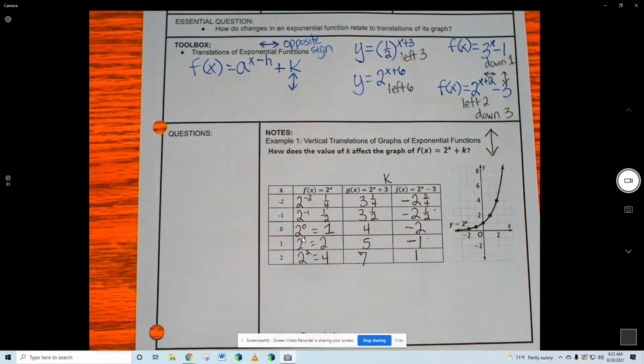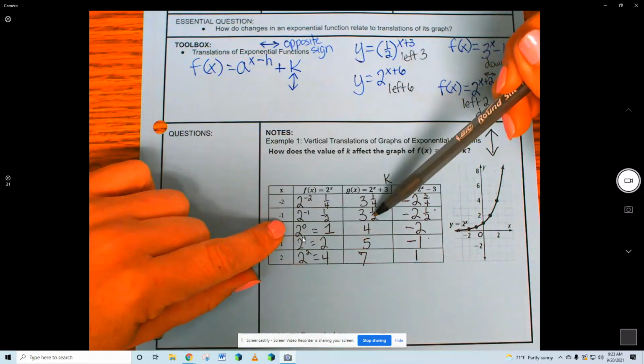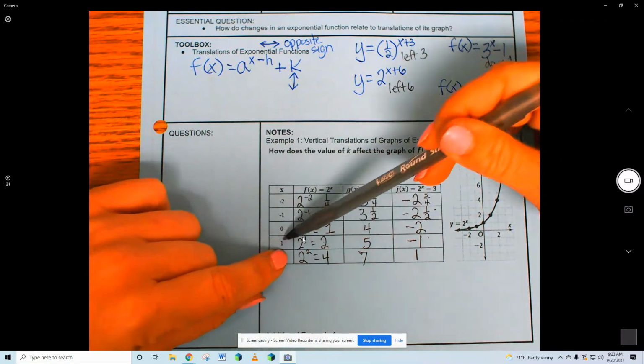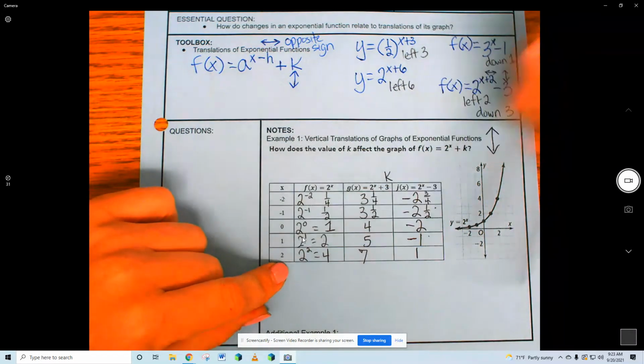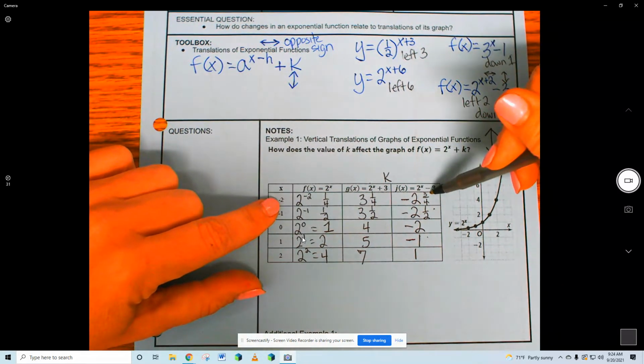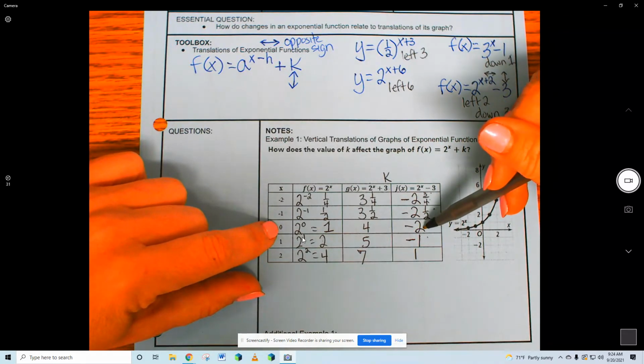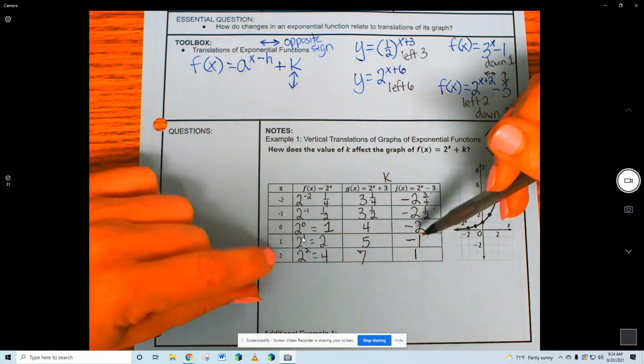If I graph these ordered pairs, it would be negative 2, comma 3 1/4, negative 1, 3.5, 0, 4, 1, 5, 2, 7. That would be for this graph. If I graphed this last one, it would be negative 2, comma negative 2 3/4, negative 1, negative 2.5, 0, negative 2, 1, negative 1, 2, positive 1.